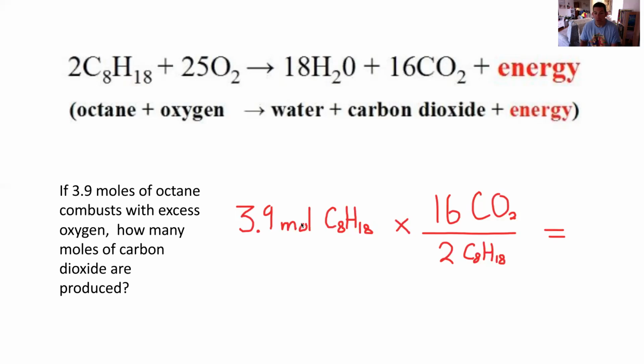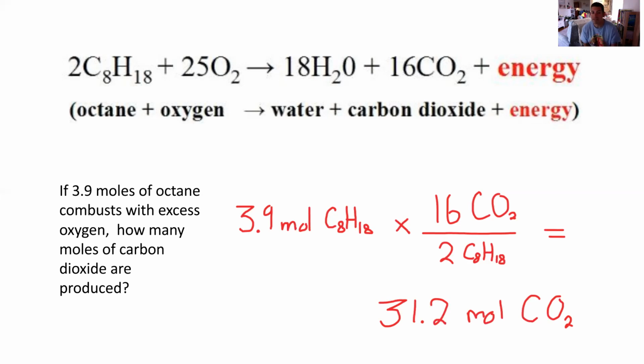All right, so what we already have, our given, goes on the bottom, 2C8H18, and what we want to find, how many moles of carbon dioxide are produced, is going to go on top, 16 CO2. So I want you to think, for every 2 C8H18, we get 16 CO2. All right, so 3.9 times 16 divided by 2, you're going to really want that calculator. 31.2 moles of carbon dioxide.